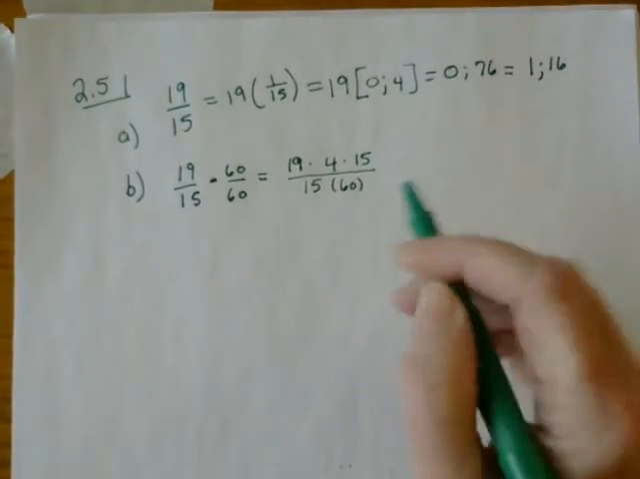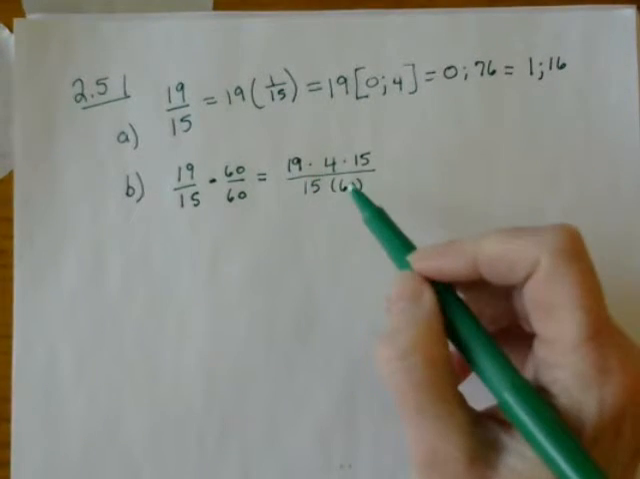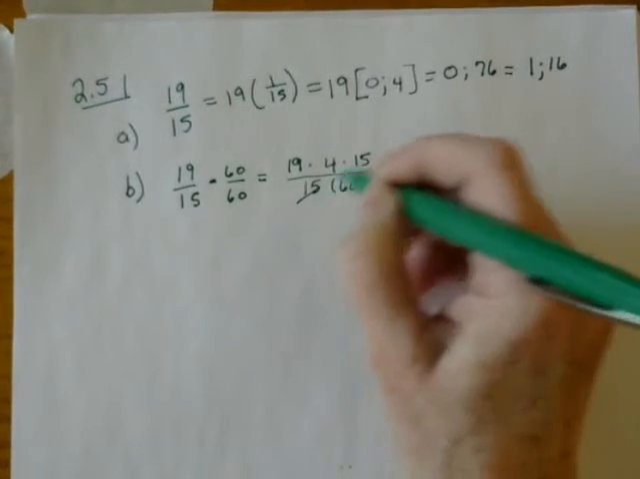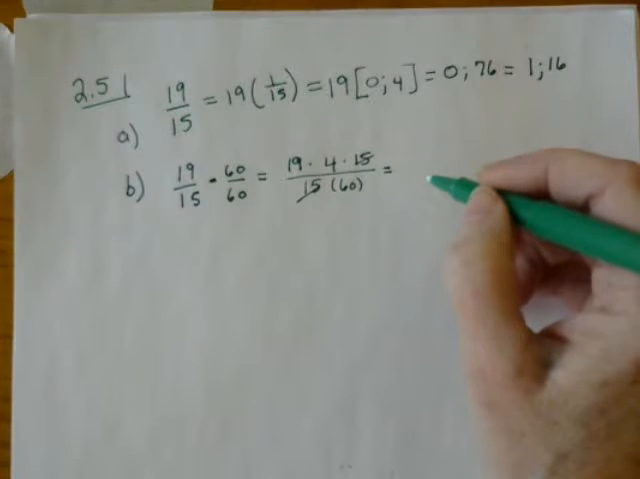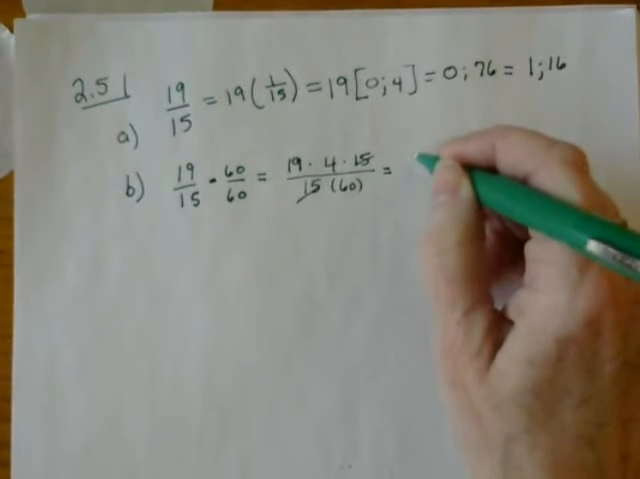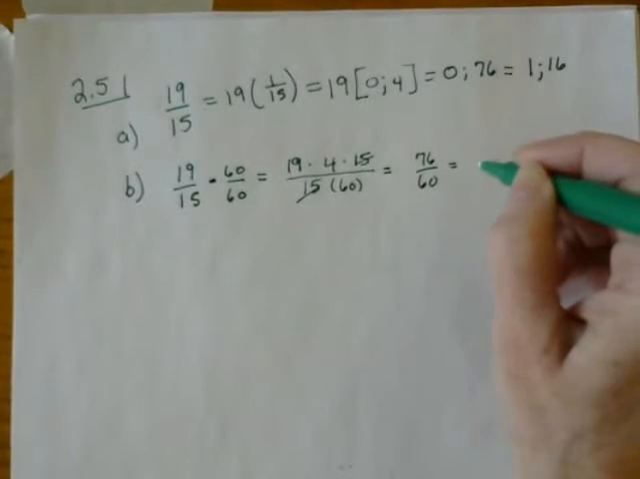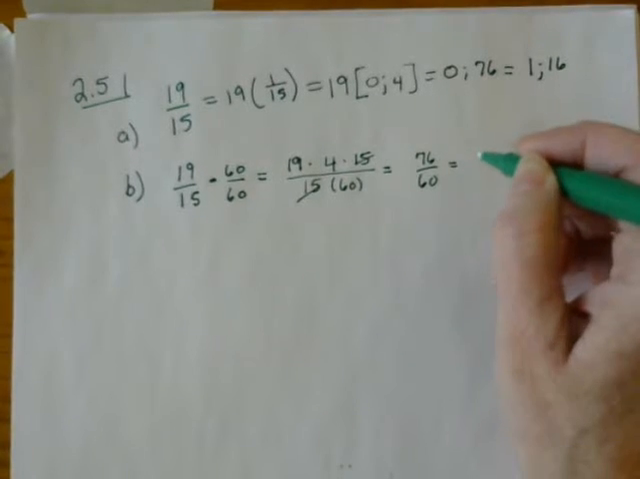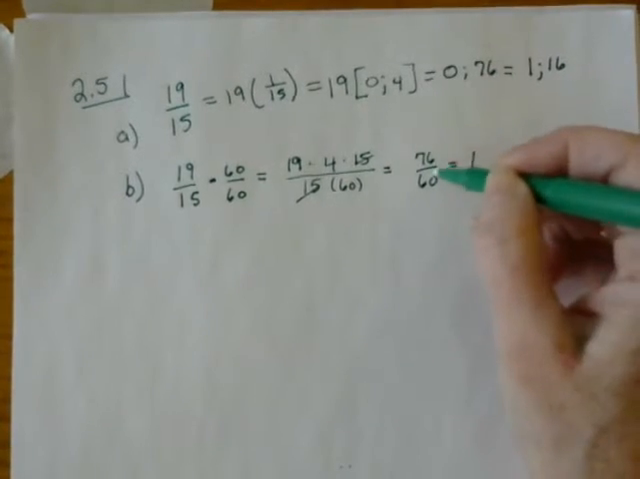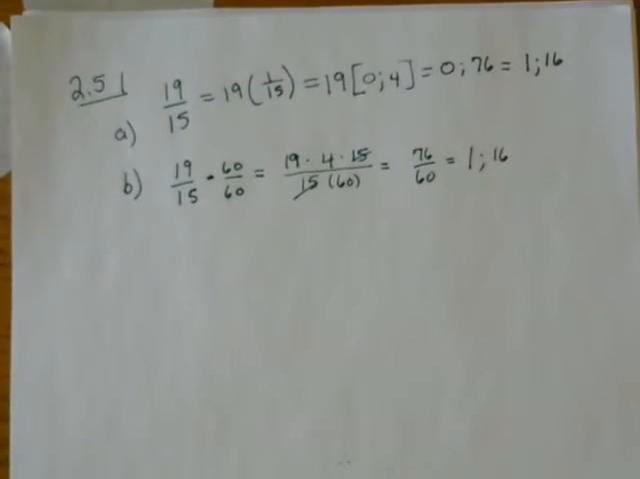So again, we want to get this 60 in the denominator of our fraction. So now I can cancel the 15s. That will give me 76 over 60. And so now I've got one group of 60 in that amount and 16 left over. So that's basically the two methods.